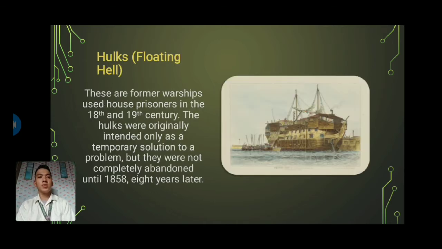Next, hulks or floating hells. These are former warships used to house prisoners in the 18th and 19th centuries. The hulks were originally intended as a temporary solution to a problem, but they were not completely abandoned until 1858, 80 years later. So yun na nga, dahil nga sa problema ng daming bilang sa loob ng gaols or jails, nakaisip sila na gumawa ng mga prisons sa karagatan.